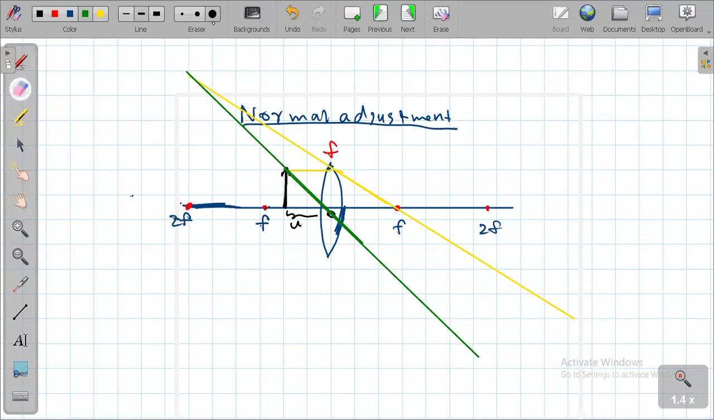But there's a problem. As I told you, this is not a real image, because the rays are getting apart from each other. Because in this life, they are getting apart from each other.